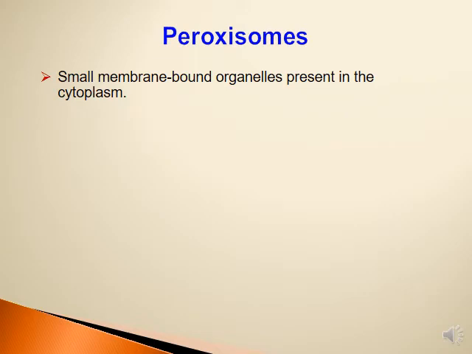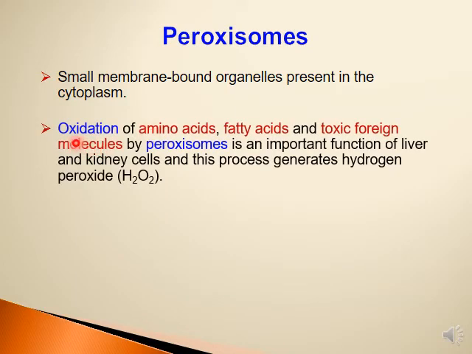Another organelle is called the peroxisome, plural peroxisomes. These are small membrane-bound organelles present in the cytoplasm, and they have a function a little bit different from lysosomes. They are important for the oxidation of amino acids, fatty acids, and toxic foreign molecules by their enzymes.